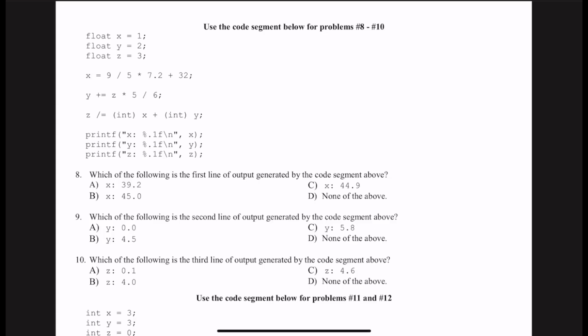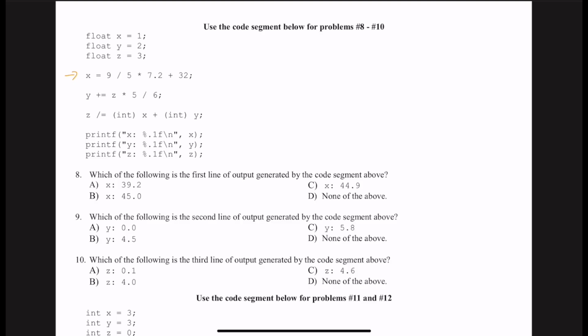Question number 8. Which of the following is the first line output? So what is the value of x? Well, this time we're working with all float variables, so keep that in mind. However, within our calculations, we can see that we are still having some int literal constants. So we have to be careful about how our math is working. So looking at this line right here, x equals 9 divided by 5 times 7.2 plus 32.